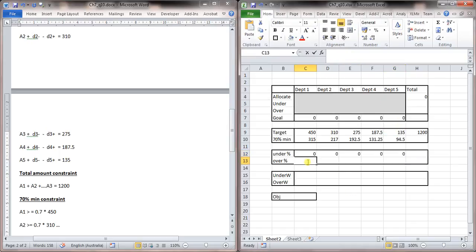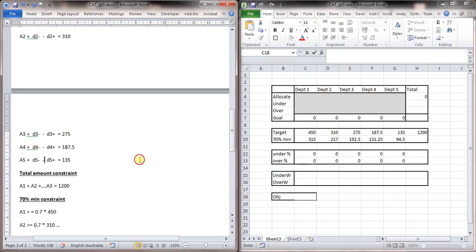Okay. Similarly, for overachieve, its percentage would be how much you overachieve divided by target. And you extend the formula. Now, our objective. This is a bit tricky here. How we create our objective. There are other constraints. We'll come to that when we create the solver.